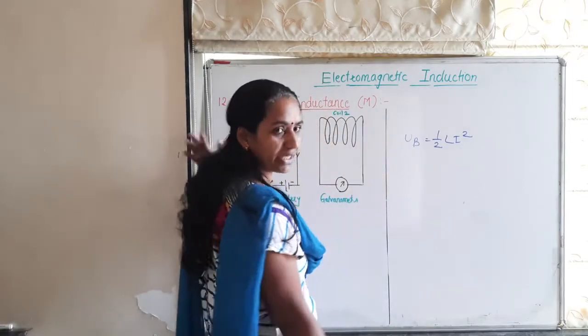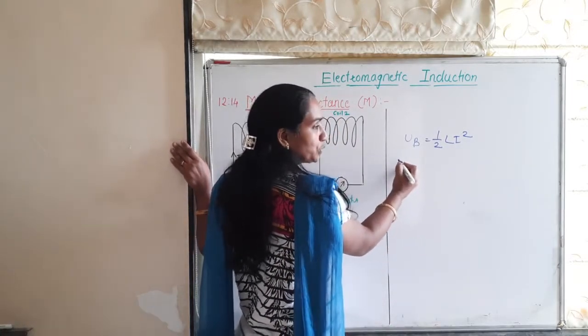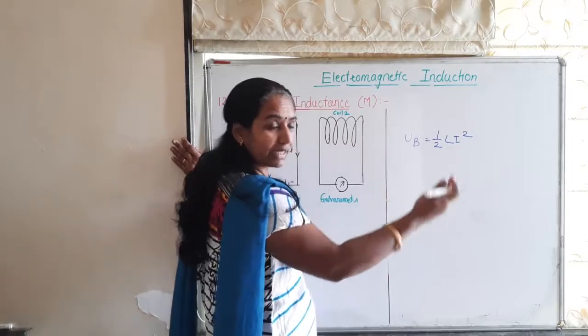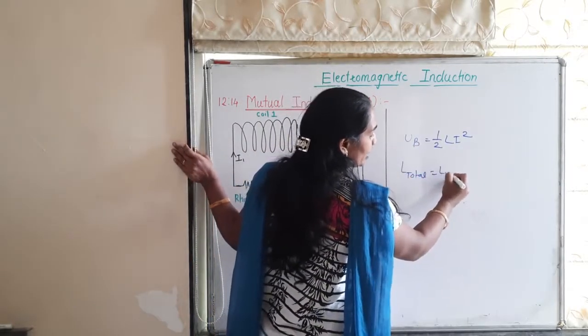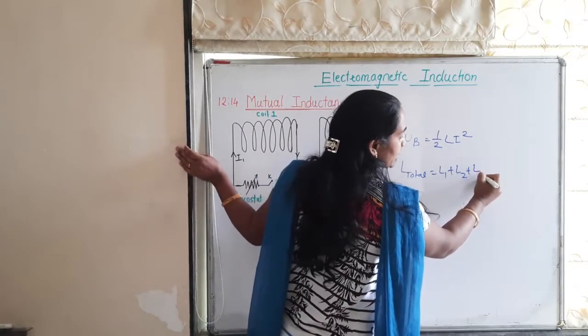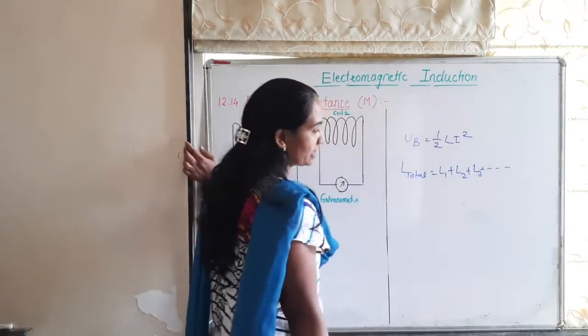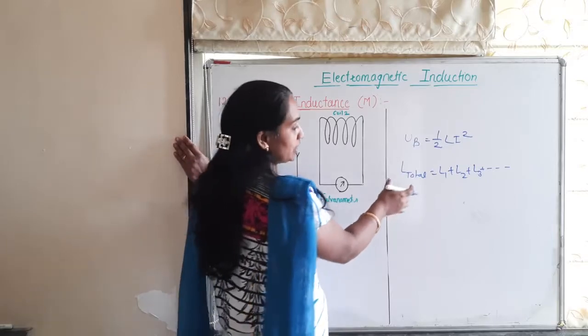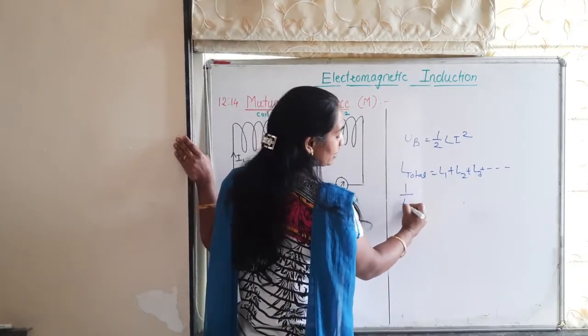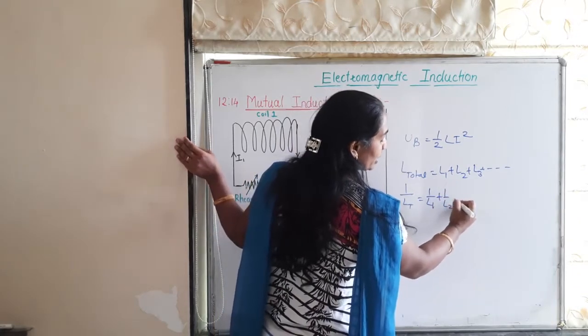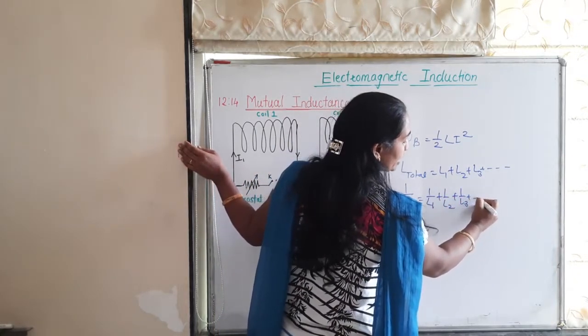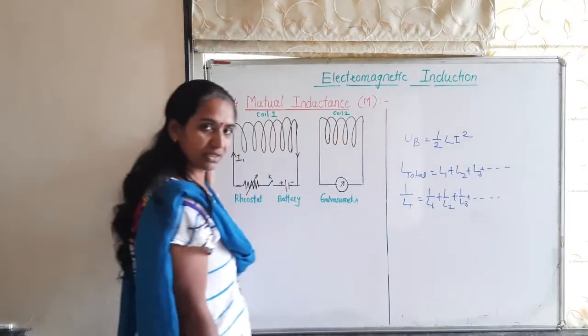And the next point from the last video: if the inductances are connected in series, then L total is equal to L1 plus L2 plus L3 and so on. If these inductances are connected in parallel, then 1 upon L total is equal to 1 upon L1 plus 1 upon L2 plus 1 upon L3 and so on.